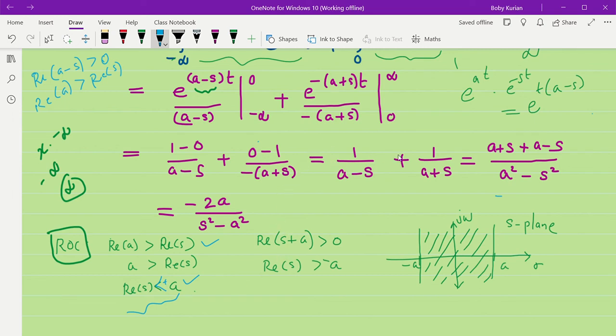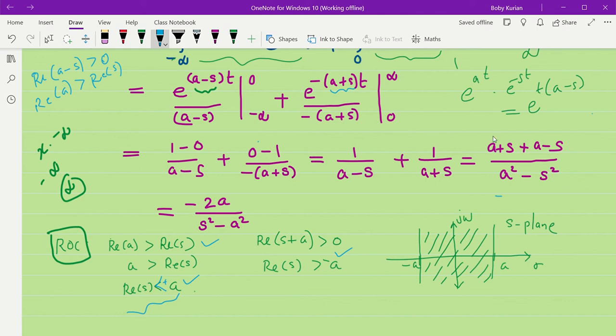In the same way, we integrate the second section. For the region of convergence there, the term a plus s should be positive. So the real part of a plus s should be greater than 0, which means the real part of s should be greater than minus a. So for the first section the real part of s is less than a, and the real part of s is greater than minus a.